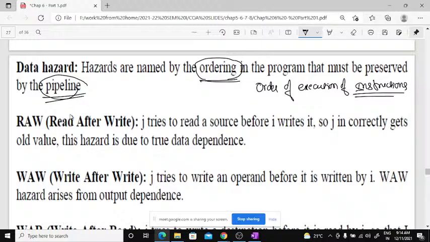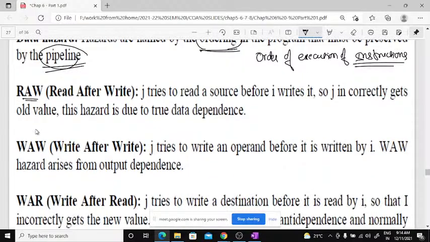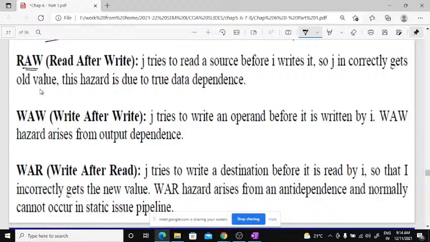The data hazards are classified into RAW, WAW, and WAR. RAW means read after write, then write after write, then write after read. So what is this? J means the second instruction. Suppose there is an I instruction, and after that a J instruction. J tries to read a source before I writes it.